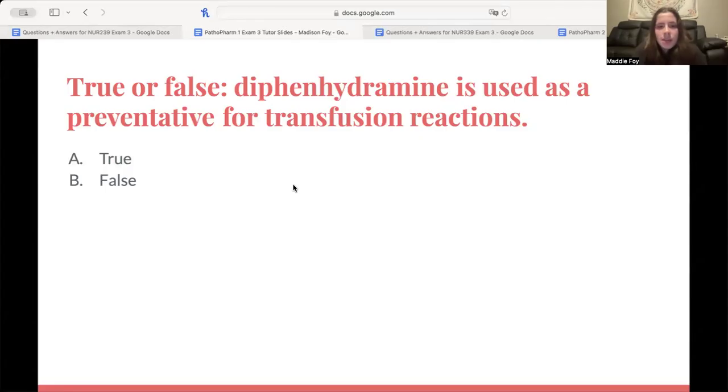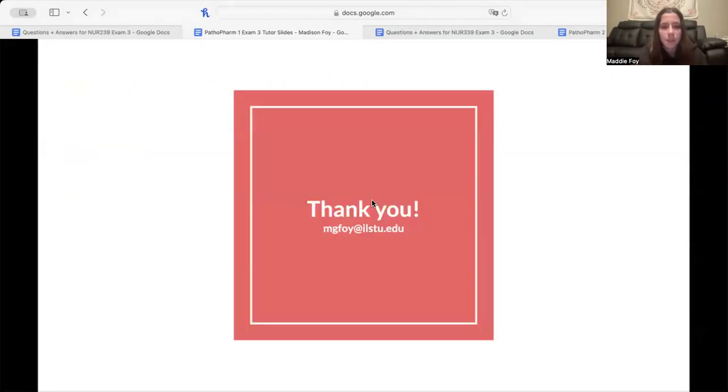Okay, true or false? Diphenhydramine is used as a preventative for transfusion reactions. Okay, I'm seeing different answers on this one. This one is going to be true. It has other uses, so if that's where you're coming from, I totally understand that. But it is used in this case as a prevention for transfusion reactions. That's another use for it in addition to seasonal allergies or rhinitis and those types of things.